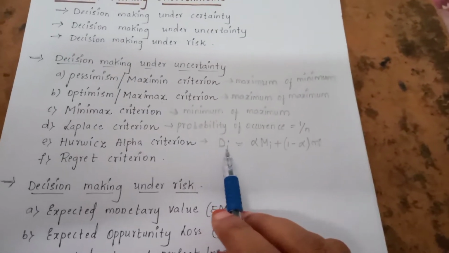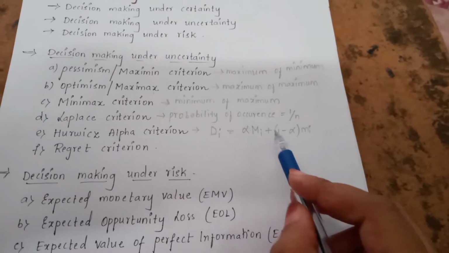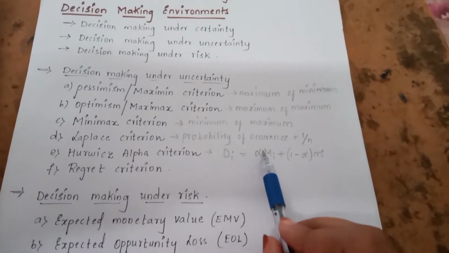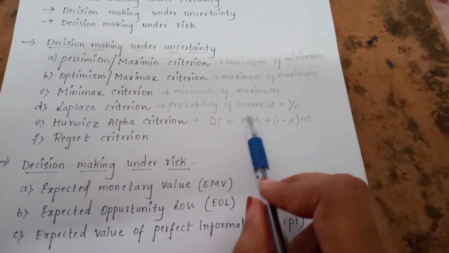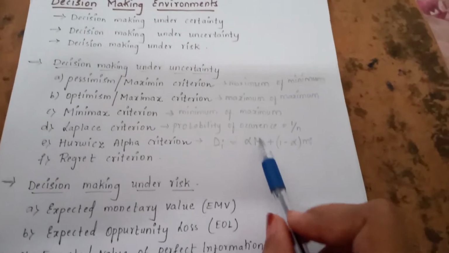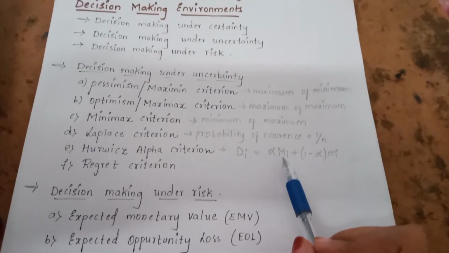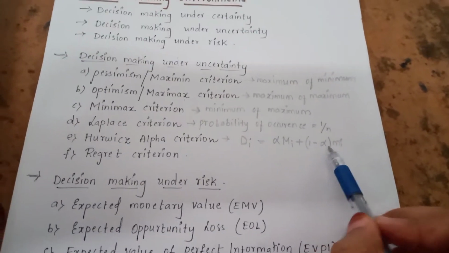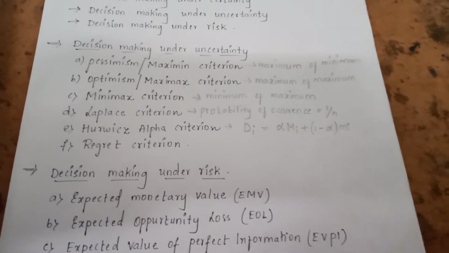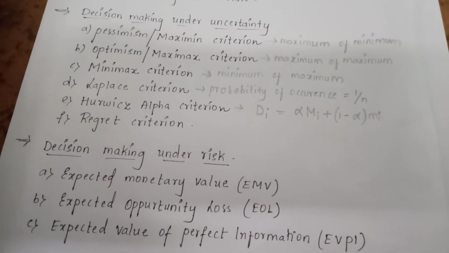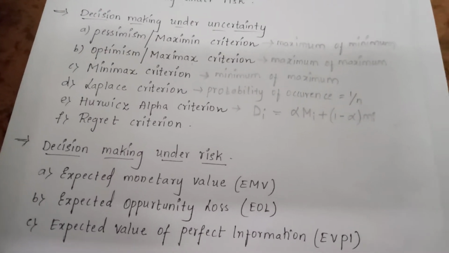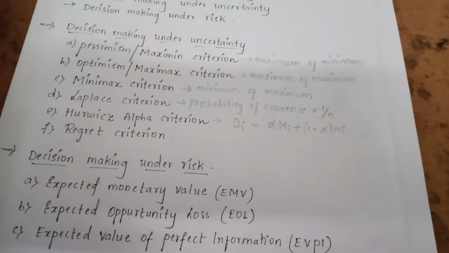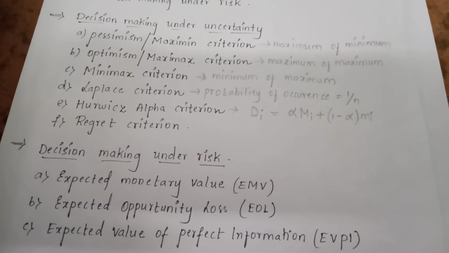Students, DI is equal to alpha times capital M plus 1 minus alpha times small m. Here DI means the decision index, students. Alpha is a value assumed between 0 and 1. Capital M is the maximum payoff, plus 1 minus alpha into small m, that is the minimum payoff. So for each strategy, the value of the decision index is found by applying this formula, and the strategy with the highest value of the outcome is chosen. So this is Hurwitz alpha criterion.